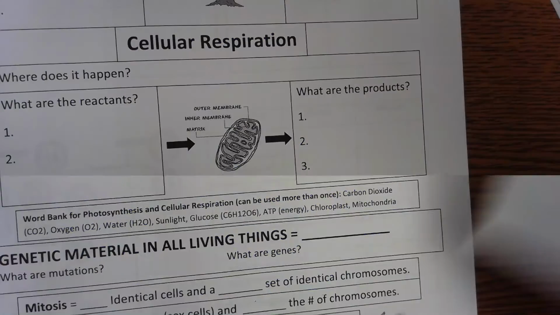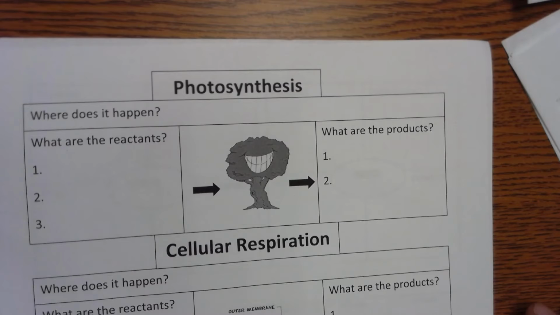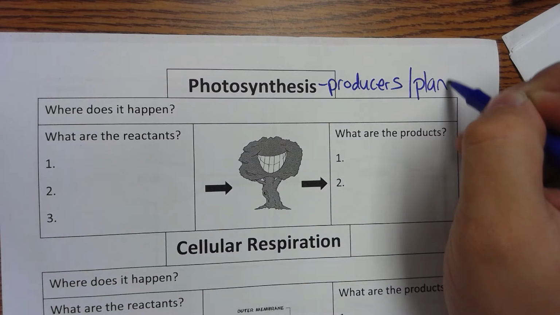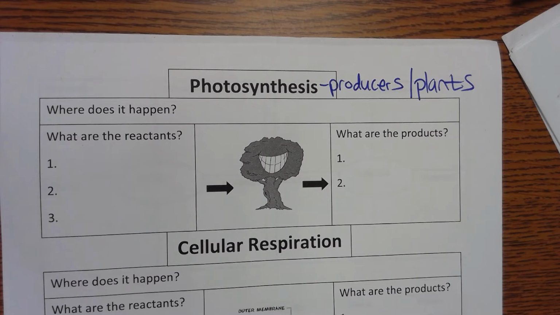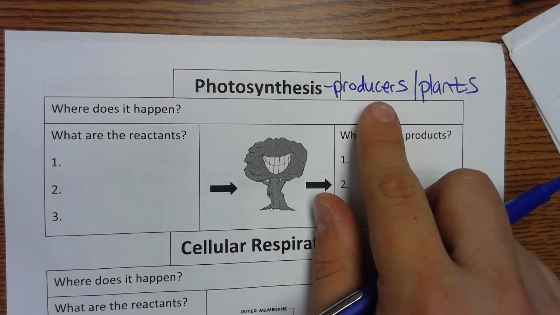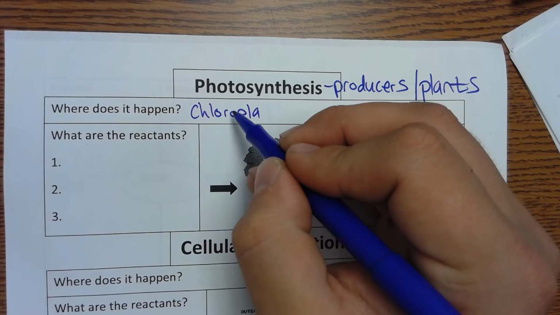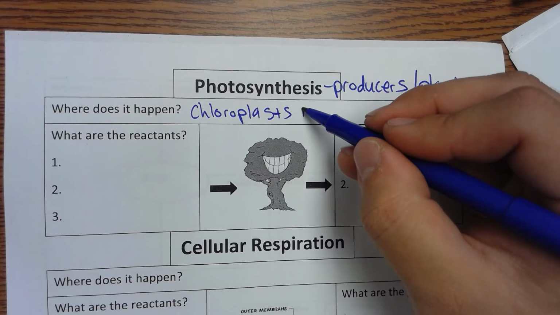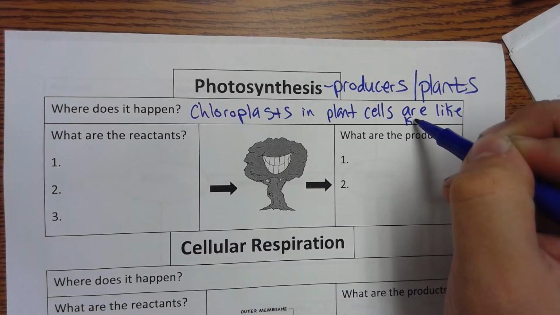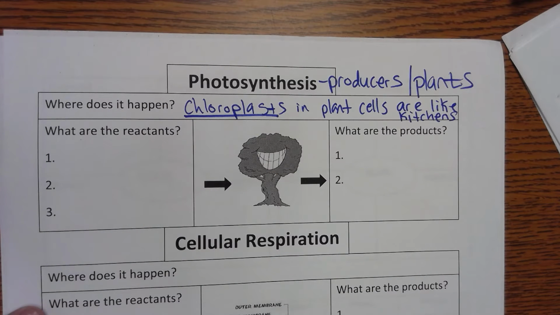Okay, almost done. Two more pages. Photosynthesis happens in producers, which is our fancy word for plants. We call plants producers because they produce their own energy or their own food. Where does it happen? Remember the chloroplasts inside the cell. Chloroplasts in plant cells are like the kitchens. That's where the plant cooks their food to make their energy. So, chloroplast is where photosynthesis takes place.